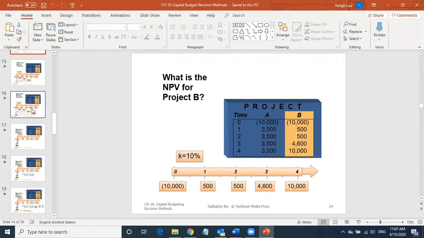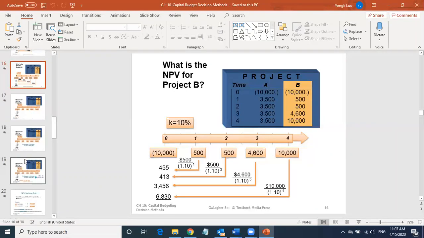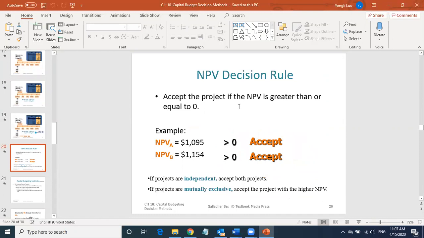Once you get the net present value, you need to say whether the projects are independent or mutually exclusive. If the projects are independent, as long as the net present value is positive, you accept the project. If the projects are mutually exclusive, you accept the project with the higher net present value. For projects A and B, you choose project B, right? B has the higher net present value.